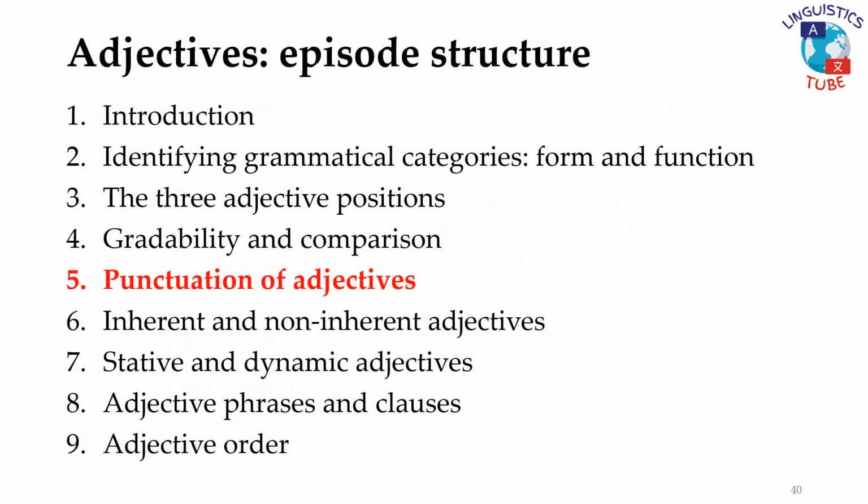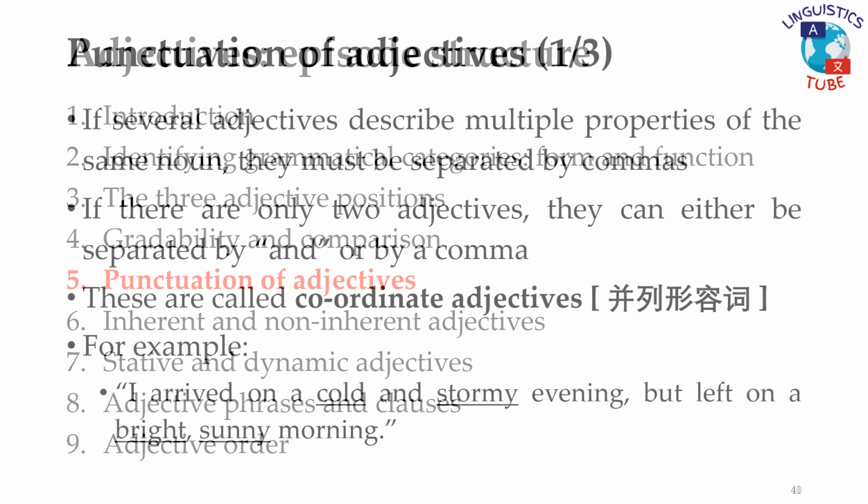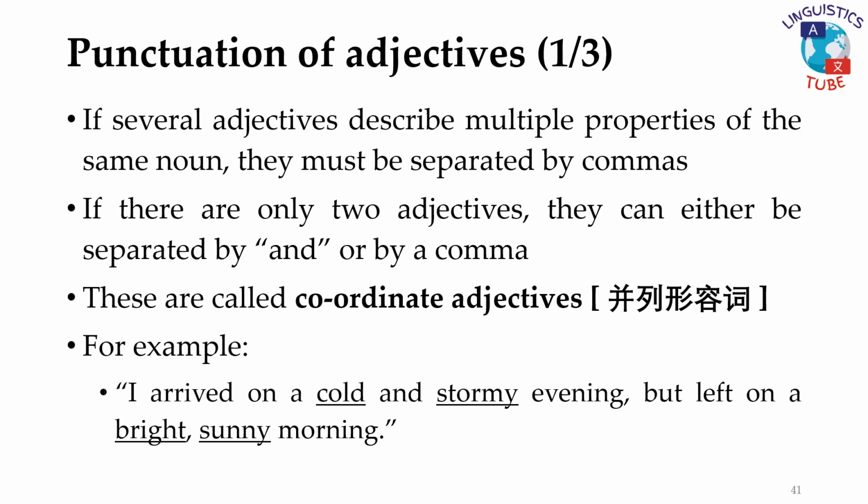In the next section, we will discuss the punctuation that you should use for adjectives. In the introduction, I said that if several adjectives describe multiple properties of one noun at the same time, then they must be separated by commas. If there are only 2 adjectives, then they can either be separated by the word and or by a comma. If adjectives do this, then they are called co-ordinate adjectives.